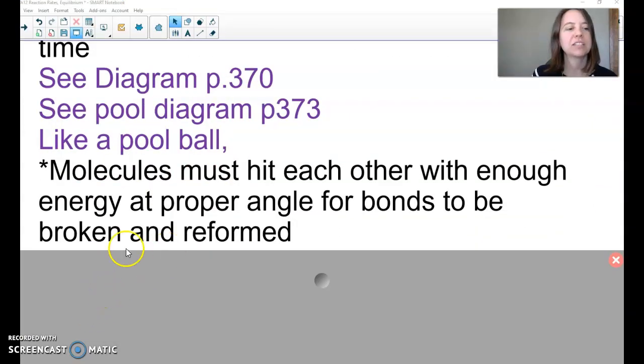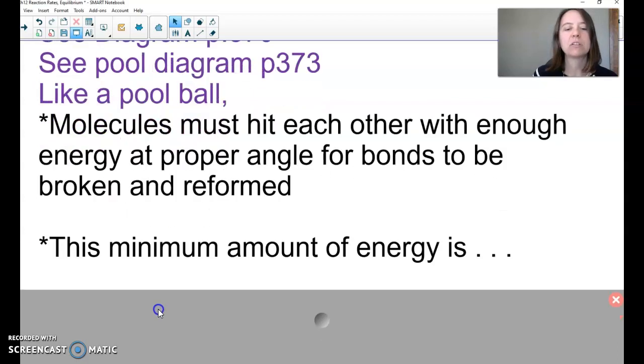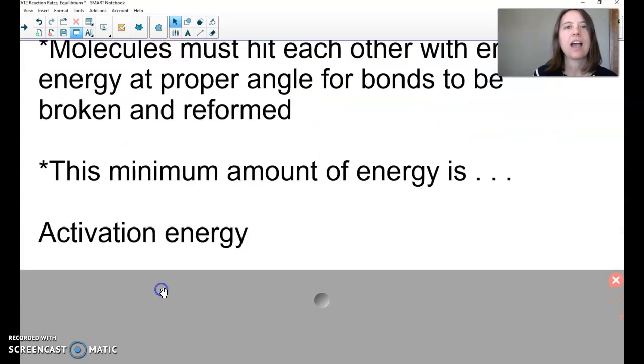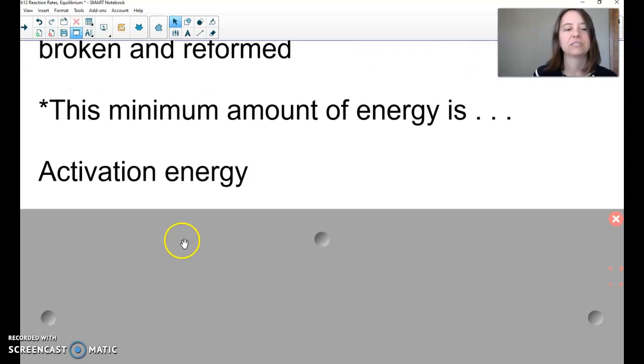Coming back, please write this down. Molecules must hit each other with enough energy at the proper angle for bonds to be broken and reformed. And that minimum amount of energy is called the activation energy.